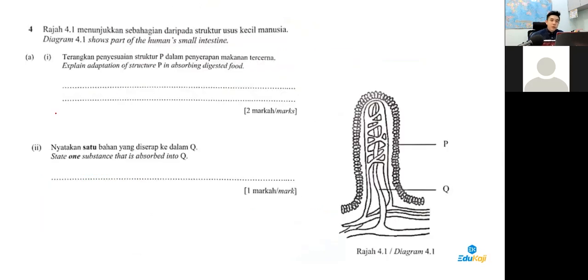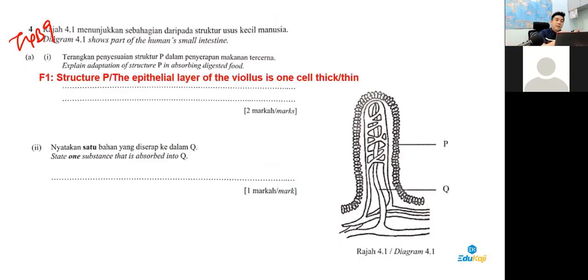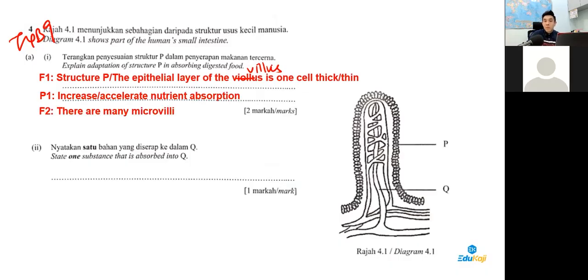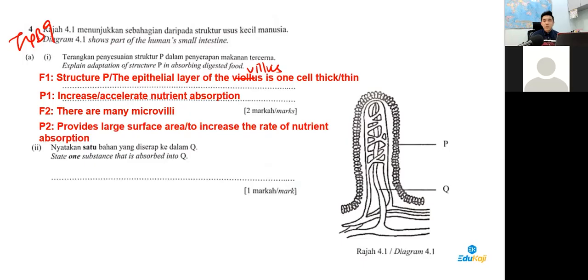Okay, question 4, guys, is from Form 4, Bab 9. The adaptation of P. This is a villus. Many adaptations: many microvilli, large surface area, 1 cell thick. The epithelial layer of the villus is 1 cell thick, so that it's easier for nutrients to be absorbed. Many microvilli, large surface area.